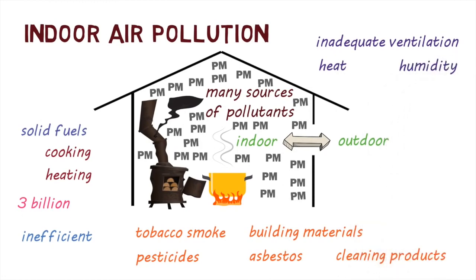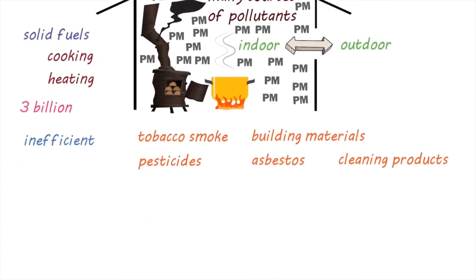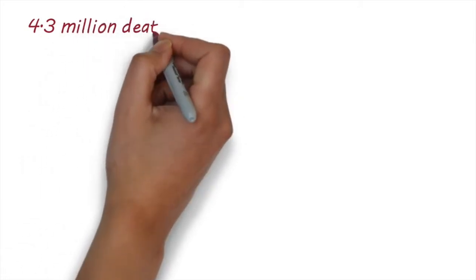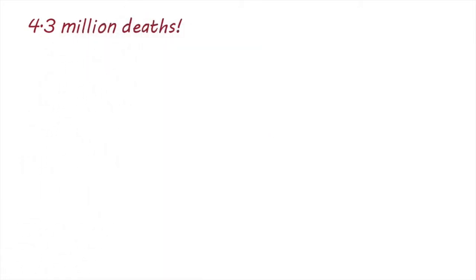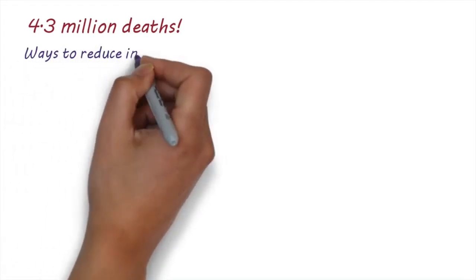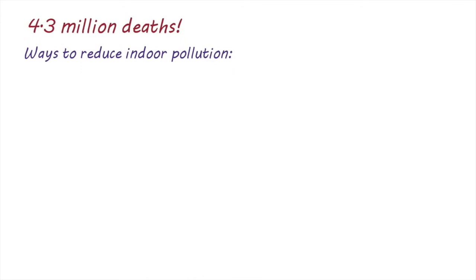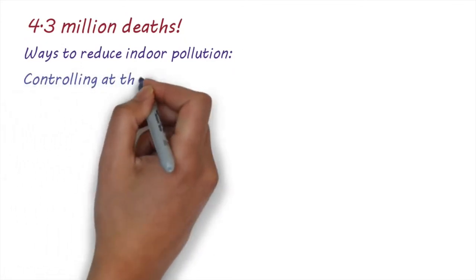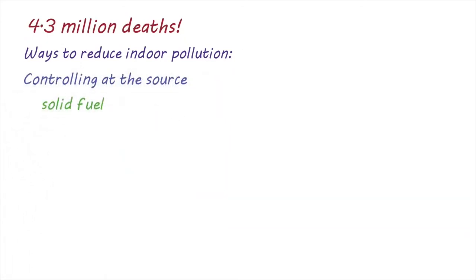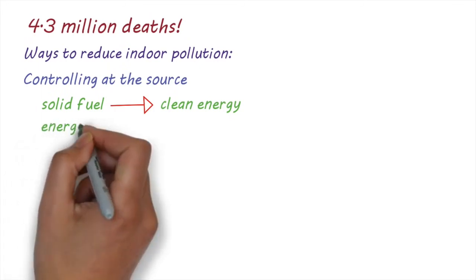Exposure to indoor air pollution can lead to health effects similar to those caused by outdoor air pollution. In 2012, the World Health Organization estimated that 4.3 million people died due to illness that could be attributed to household air pollution caused by the use of solid fuel. There are several ways to reduce indoor air pollution, including controlling it at the source. This includes actions like changing from solid fuels to cleaner and more energy-efficient solutions like biogas, electricity, or solar power, improving cooking devices, and reducing the need for open fire heating by constructing energy-efficient housing.